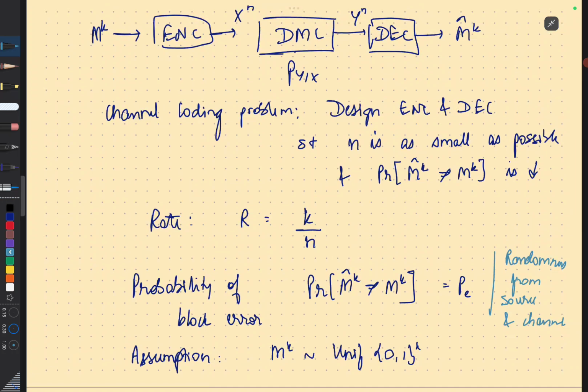So the goal is therefore to make sure that this rate is as large as possible for a target probability of error. Maybe you want the probability of error to be 10 to the minus 3. Then it means that if you transmit a k length message, maybe a 1 MB file perhaps, then what you get at the output of the decoder should be exactly that 1 MB file. All of the bits should be exactly the same with probability 1 minus 10 to the minus 3. All right, those are the requirements.